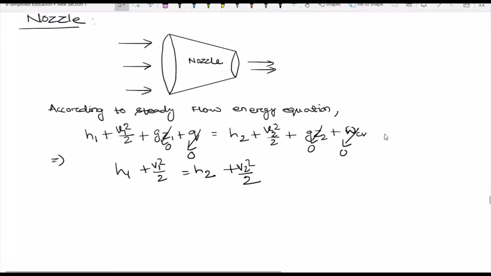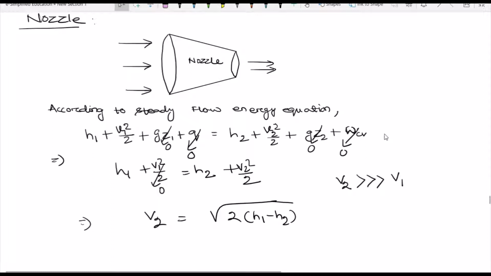Now I get the expression h1 plus v1 square by 2 equal to h2 plus v2 square by 2. But I told you that the velocity at the outlet, v2, is much greater than v1, so v1 is also 0. The final expression I am getting is v2 equal to root over 2 into (h1 minus h2).